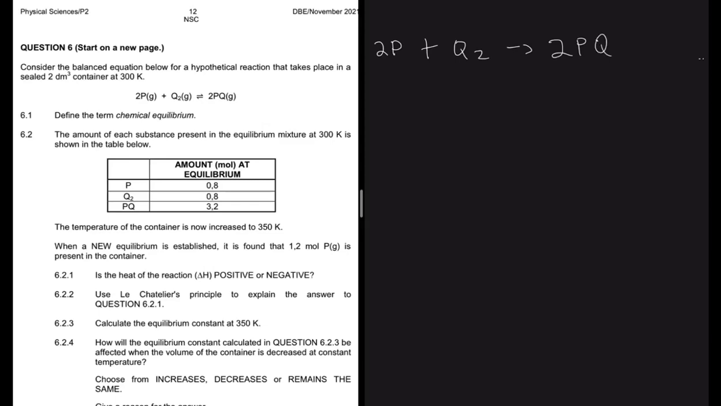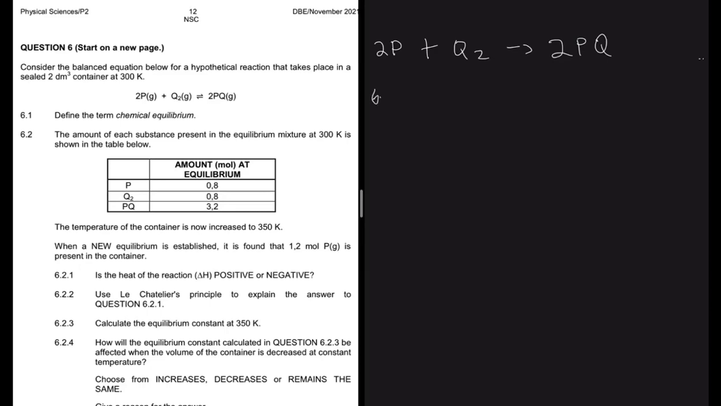Consider the balanced equation below for a hypothetical reaction that takes place in a sealed 2 decimeter cube container at 300 kelvins. So our hypothetical reaction is happening between 2 atoms of P and 2 atoms of some element Q, which is giving us 2 atoms of PQ. I'm calling it just P, not phosphorus, because it's a hypothetical reaction.